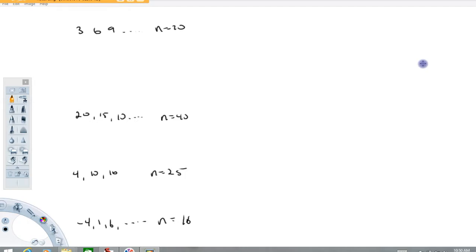I'm making this video here to demonstrate how to find the sum of arithmetic sequences. We're going to go through the 4 examples I have listed here, and I'll talk about these later. We'll just talk about this one for now. So we're going to look at the sequence 3, 6, 9, for 20 terms, and we're going to try to find the sum of that sequence.